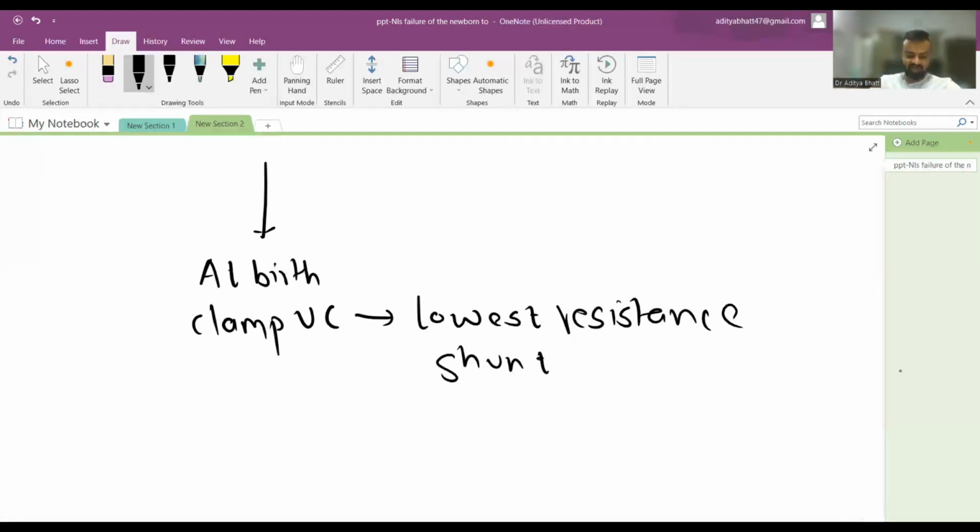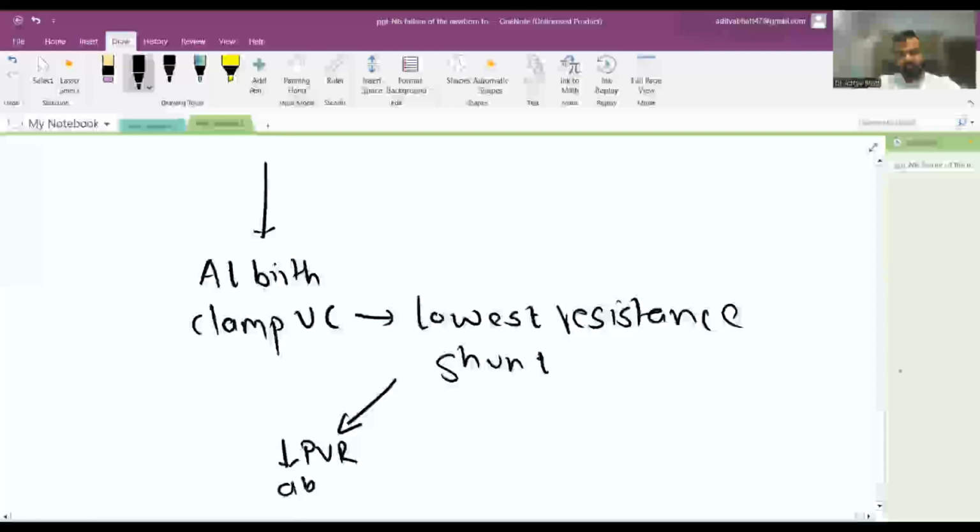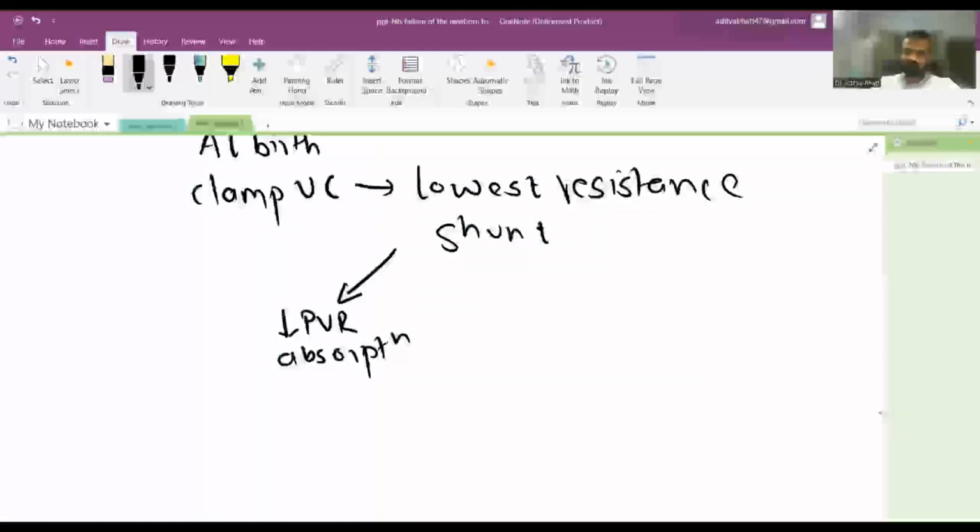And after the child cries, there is a rapid fall in PVR. There is rapid absorption of lung fluid, and the pulmonary pressures fall below the systemic levels. On the other hand, the left ventricle becomes more active. It starts pumping the systemic blood, and this will cause the systemic pressures to increase more and the pulmonary pressures to fall. Okay, so this is very important.